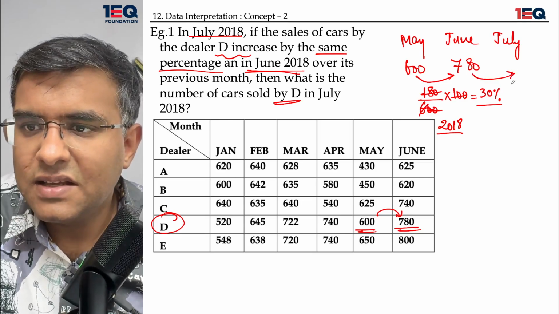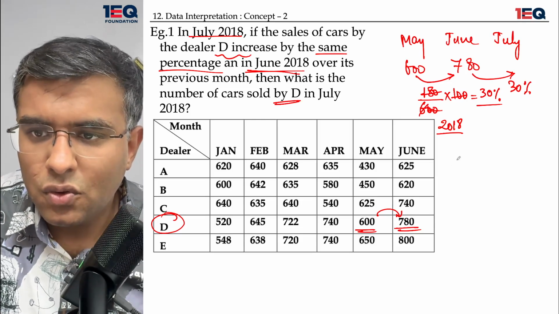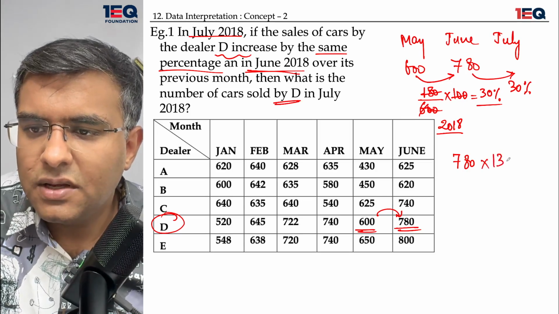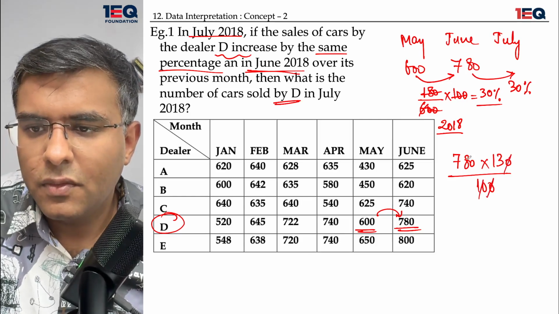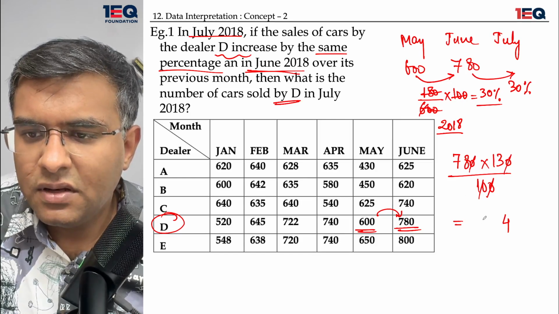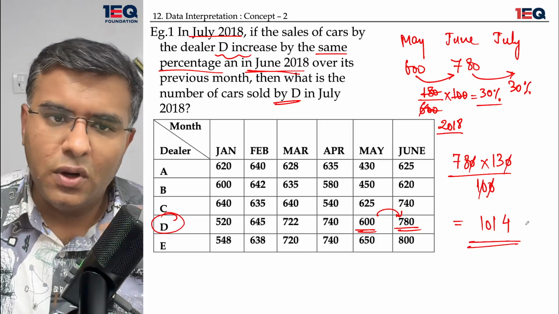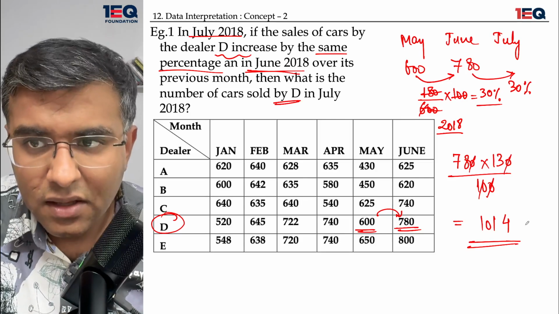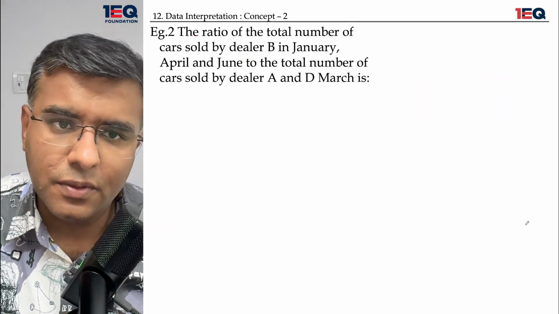This means the same 30% increment needs to be done between July and June. So against 780, there has to be an increase to 130 over 100%, so as to find out my answer. 13 eights are 104, 13 sevens are 91, 91 plus 10 is 101. So 1014 is going to be my total number of cars sold by the company D in the month of July. Good enough? Let's move on.